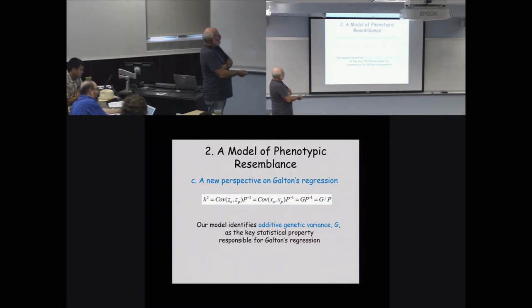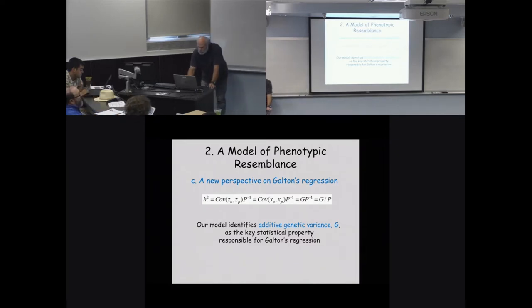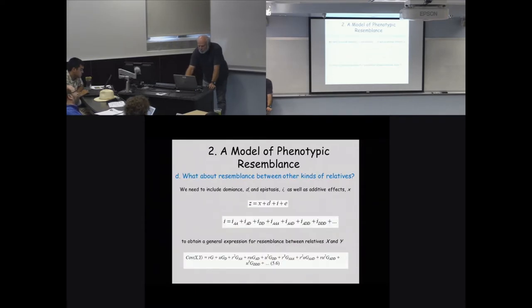Okay, and our model identifies G then as the covariance that's responsible for that slope, that key Galton observation. Okay, so Joe also talked about this. What about resemblance between other kinds of relatives? So here you can see what I'm doing, Joe.